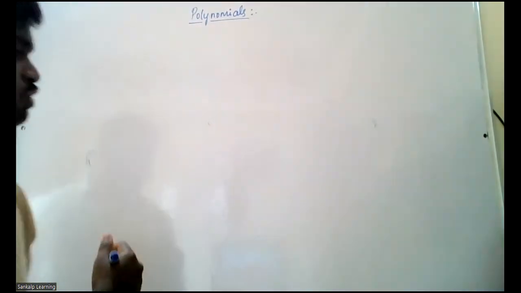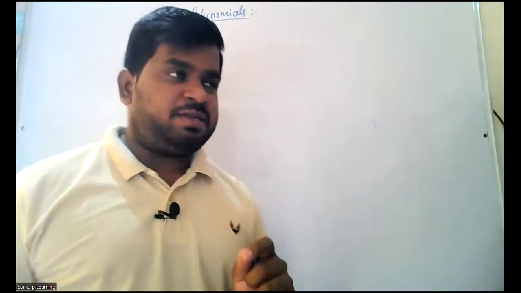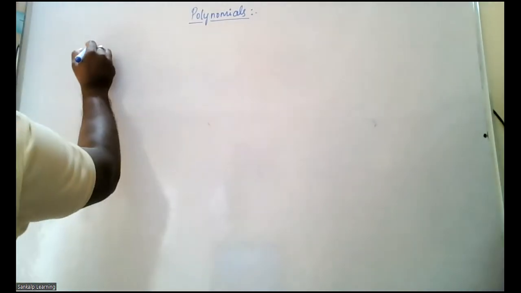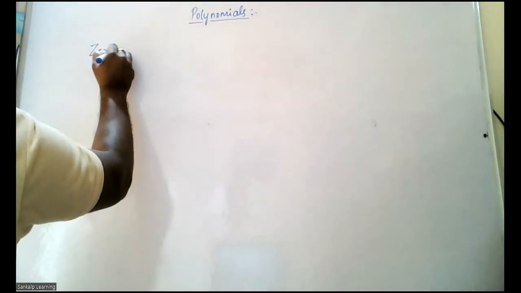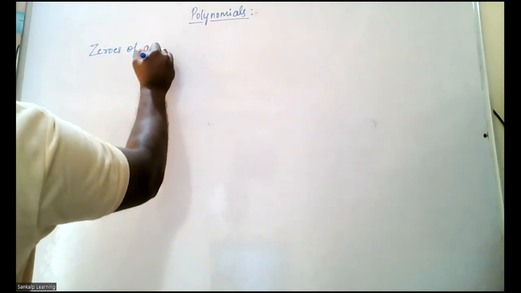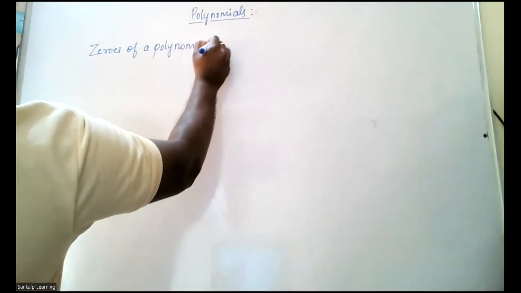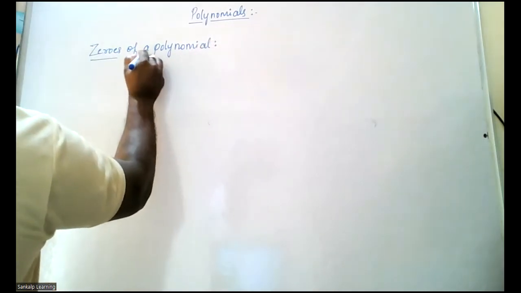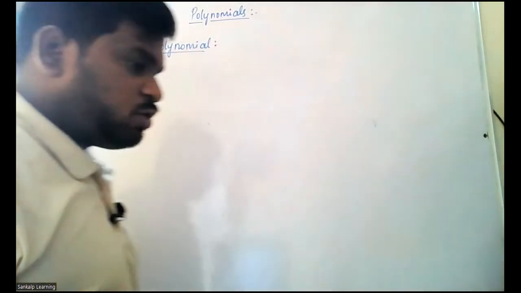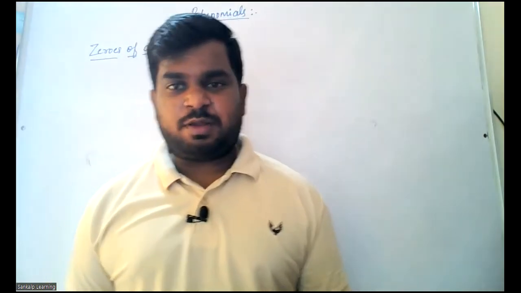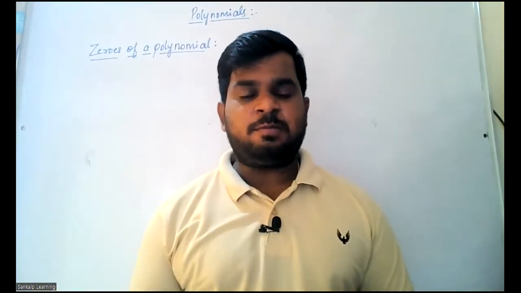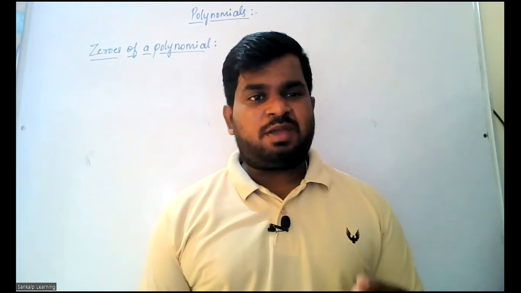Now we also discuss zeros of a polynomial. Let me start from here again. Zeros of a polynomial. What is zeros of a polynomial? We have already discussed in the previous video, but let's recall it again. Zeros of a polynomial is a value.